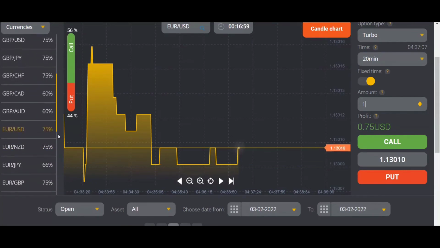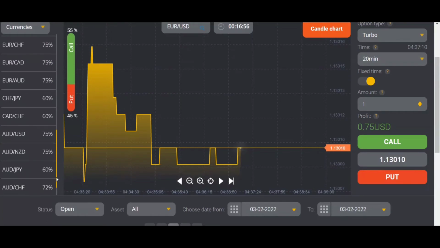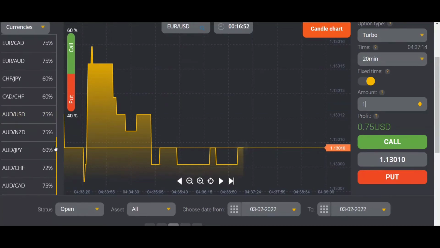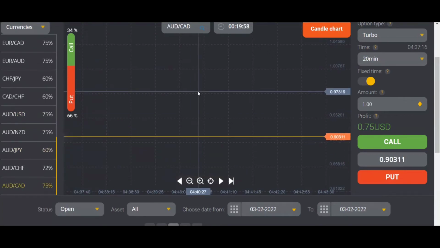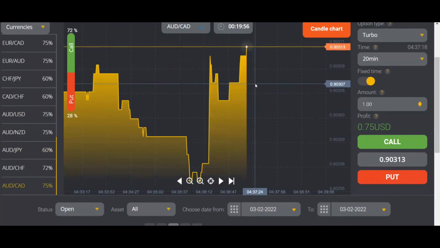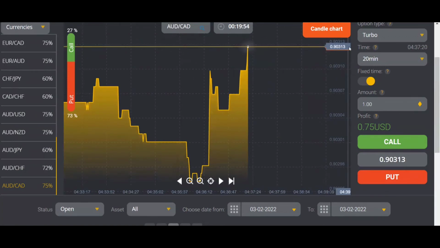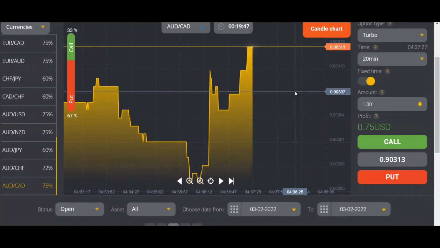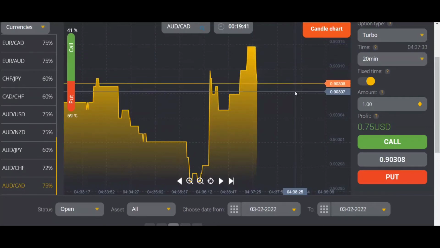So let's see here. Let me look for AUD/CAD. So AUD/CAD is showing me 313 here on the tick chart. On my chart up here, it's showing 308. So again, there is a difference. You really have to take into account what that difference is when you're analyzing the market.